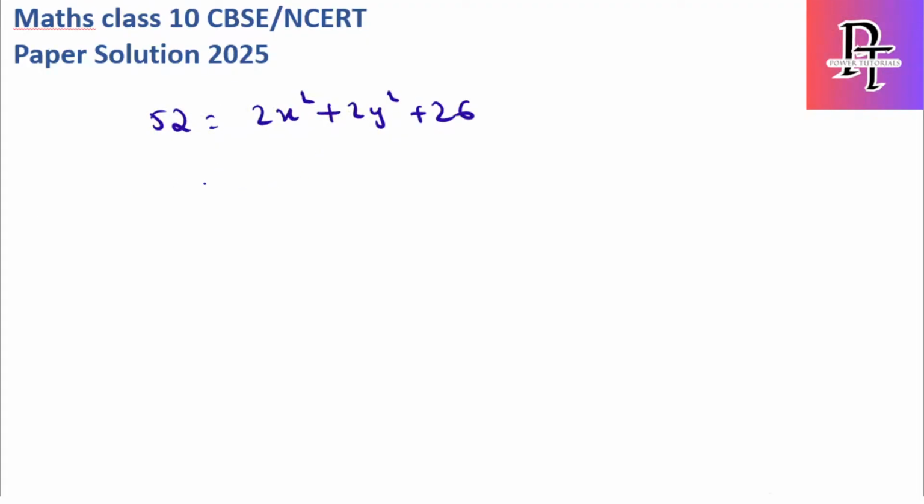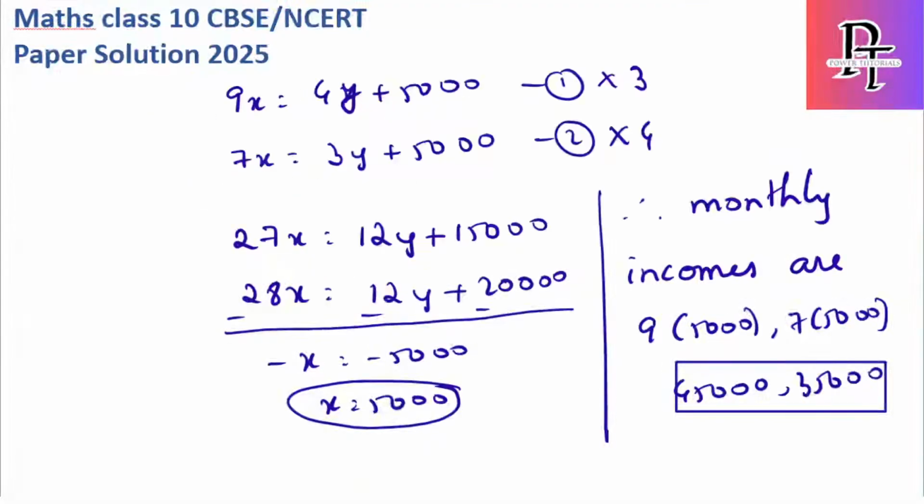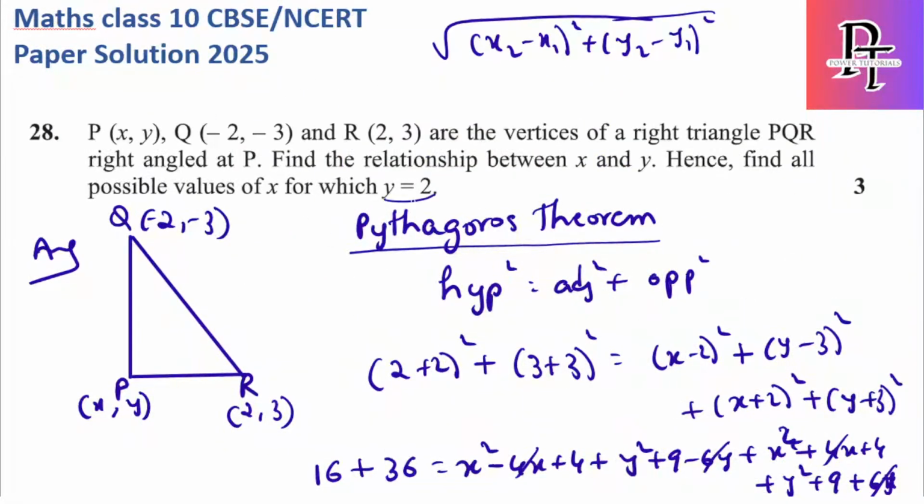Okay, so if I move 26 to the left side, 52 minus 26 is 26, which is equal to 2x square plus 2y square. If I divide by 2, I will get x square plus y square is equal to 13. They have provided the y value as 2, and they are asking for the x value.